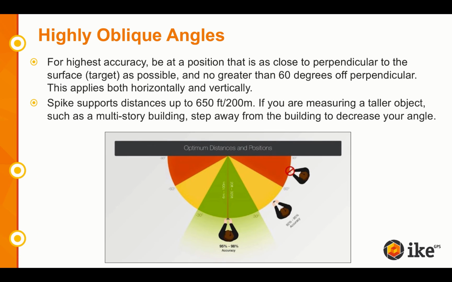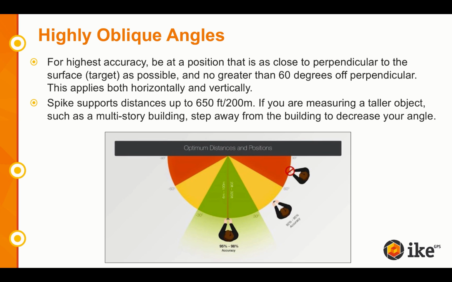The last scenario where we'd recommend not using Spike is if you are unable to avoid being at an oblique angle to your object. Let me elaborate. For highest accuracy with Spike, you want to be positioned as perpendicular as possible to your object. However, we recognize that you are almost never perfectly perpendicular to your object and that you will be at both a horizontal and vertical angle. This is why Spike guides you to correct your angles before proceeding with measurements.